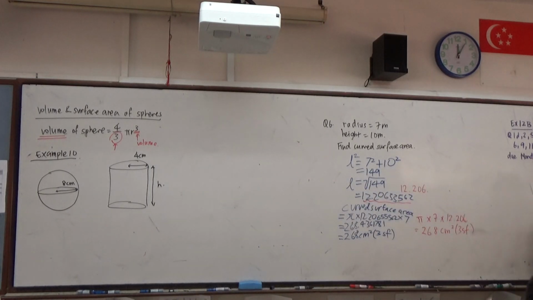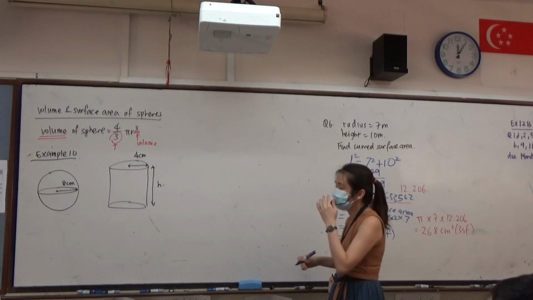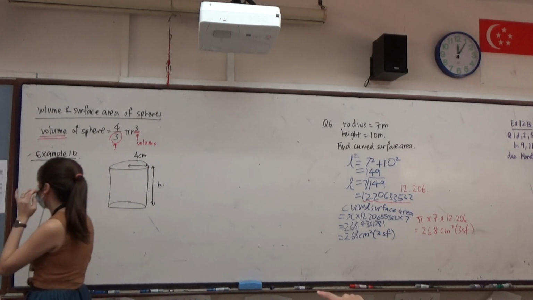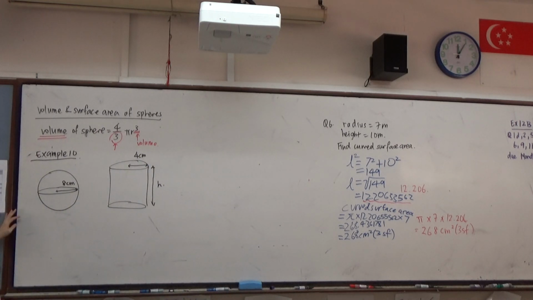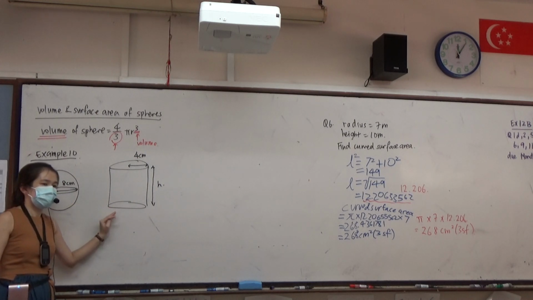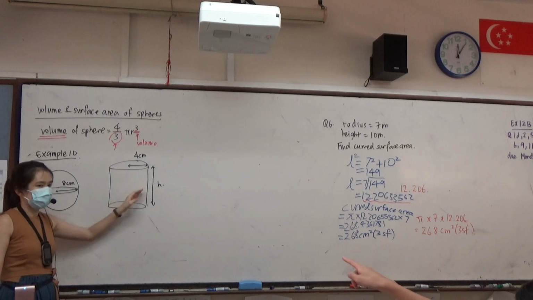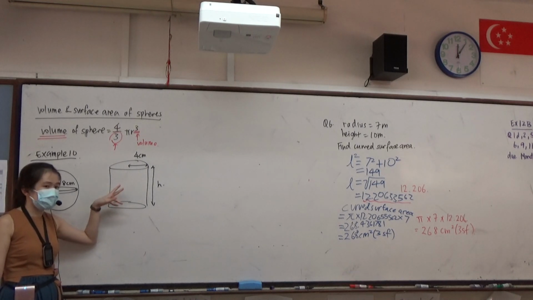Okay, so the poster wants to say, I think, find the volume first of the sphere. Okay, then what? Then the volume of the sphere is the volume of the cylinder. Then you find the area of the circle.